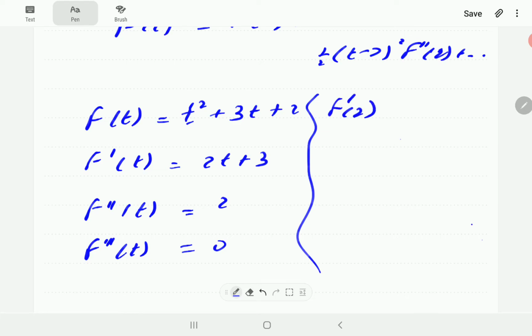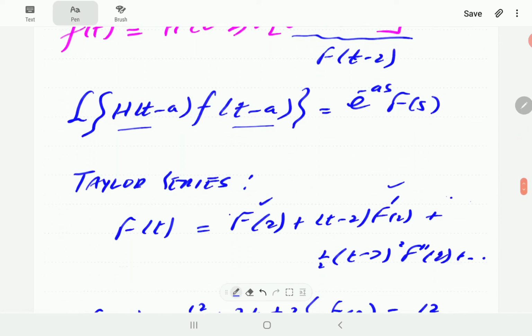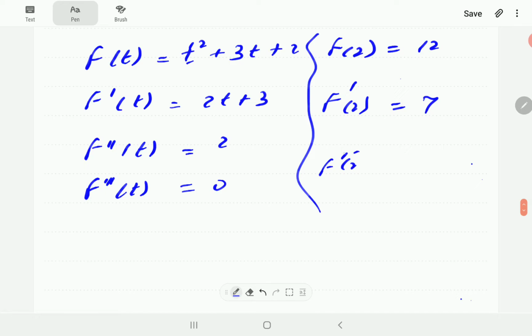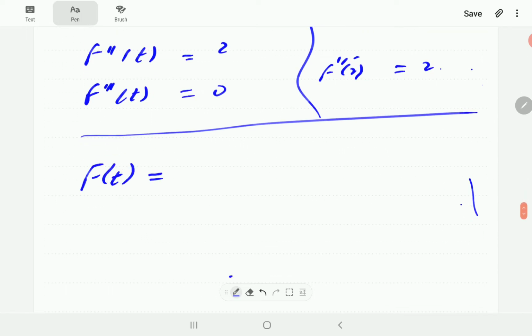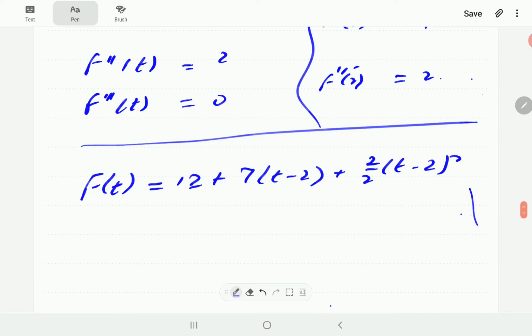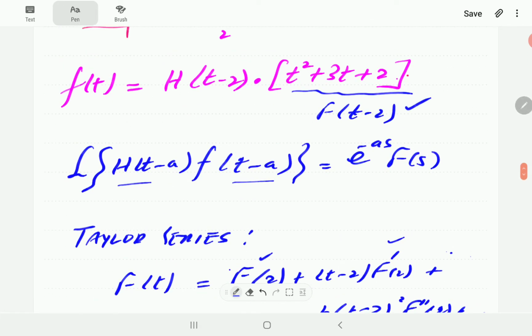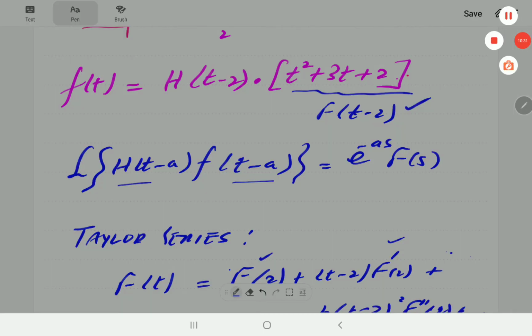Then if we plug in 2 in f, we've already done this actually, it gives us 12. If we plug in 2 here, it gives us 7. We already did it in this calculation here. It's just going to be these numbers there. If we plug in 2 there, it's going to give us 2, of course. So what this is telling us is that our function is going to be 12 plus 7 into t minus 2 plus t minus 2 squared. So then we can take this and plug it in here. Okay, so that is the Taylor series approach.